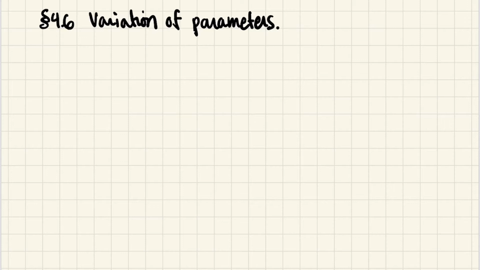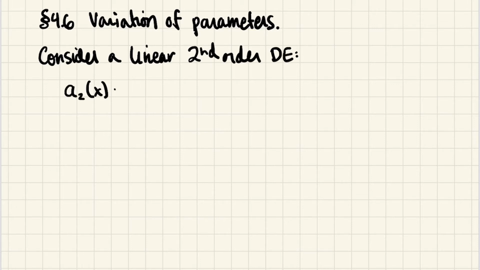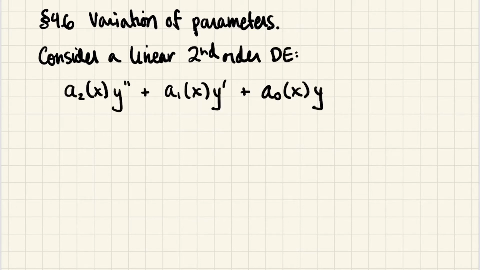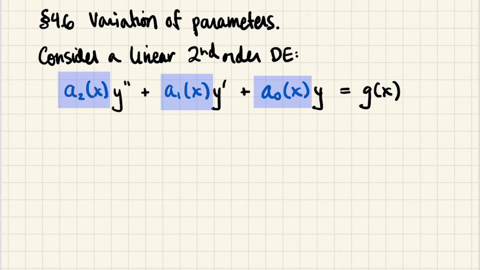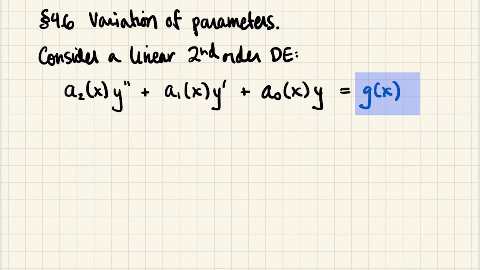So let's consider a linear second-order differential equation. All right, so other than the fact that this is linear, there's really no restrictions imposed on it. These coefficients can actually be non-constant. They can involve x. And of course, the right-hand side is not necessarily 0, so this doesn't have to be homogeneous. Okay, so let's play around with this.